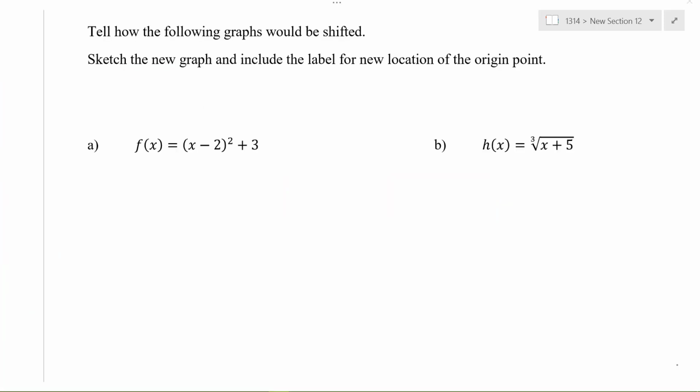Okay, let's look at some examples. So we're going to tell how the following graphs would be shifted. So our goal is to sketch the new graph and include the label for the new location of that shifted origin point. So here's part A. F of x equals, we have parentheses, and I have x minus 2 inside, squared plus 3. So that's x minus 2 squared plus 3. Which basic shape name did you hear when we read that function? So hopefully you heard the word square.